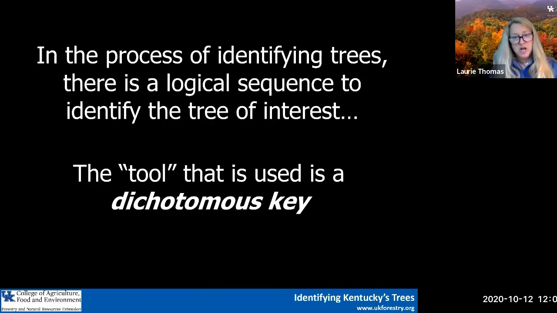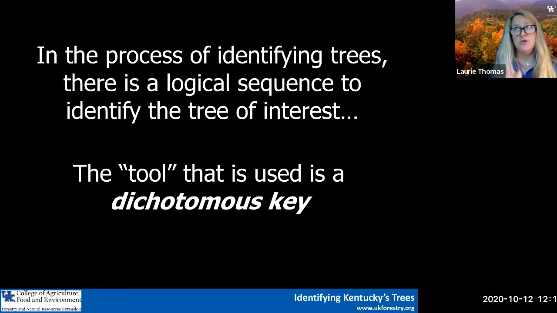Okay, so now we've talked a little bit about why they're so important. Now let's get down to identifying some of these trees. So in the process of identifying trees, there's a logical sequence to identify the tree of interest. And that is a tool that we can use, and it's called a dichotomous key.